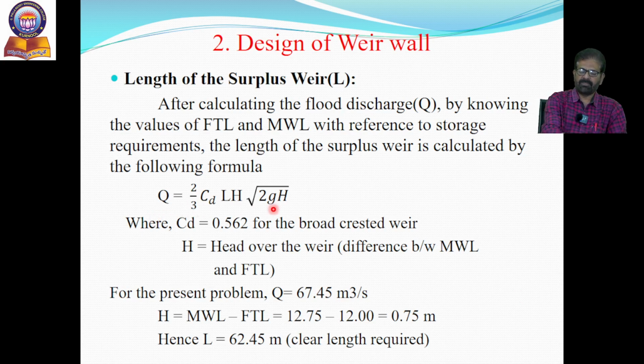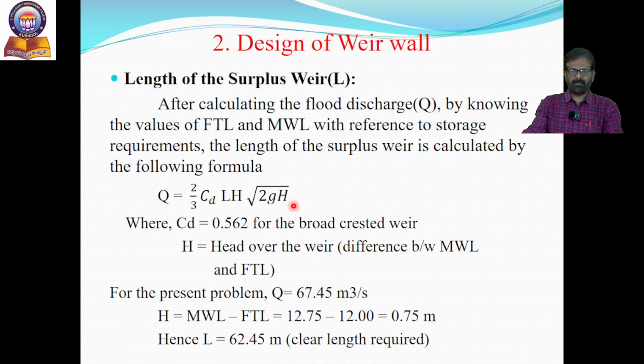See here, one simple formula, you are all aware about this formula. This is the formula of a rectangular notch. Notches and weirs you might have studied earlier. Therefore, the same equation for discharge through a rectangular notch can be used for a weir also. So Q is equal to 2/3 CD L H root 2gH, in which CD is the coefficient of discharge. You are all aware about that term, CD, coefficient of discharge.